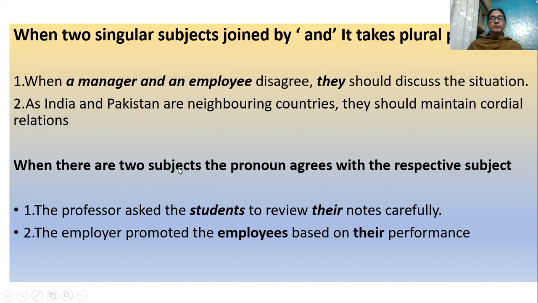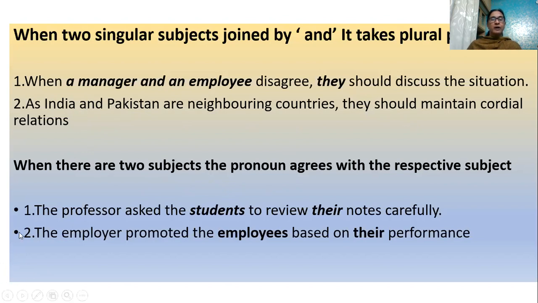When there are two subjects, the pronoun agrees with the respective subject. So maybe two subjects are there when they are not having any kind of connection like and or anything. So we have to see what subject it is referring to.